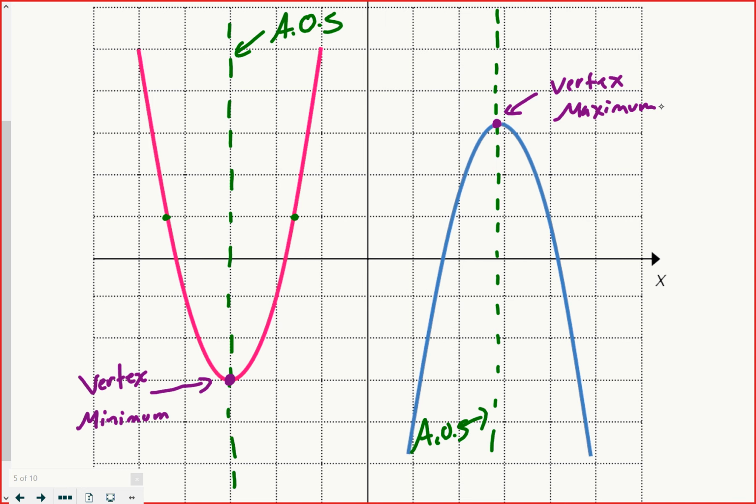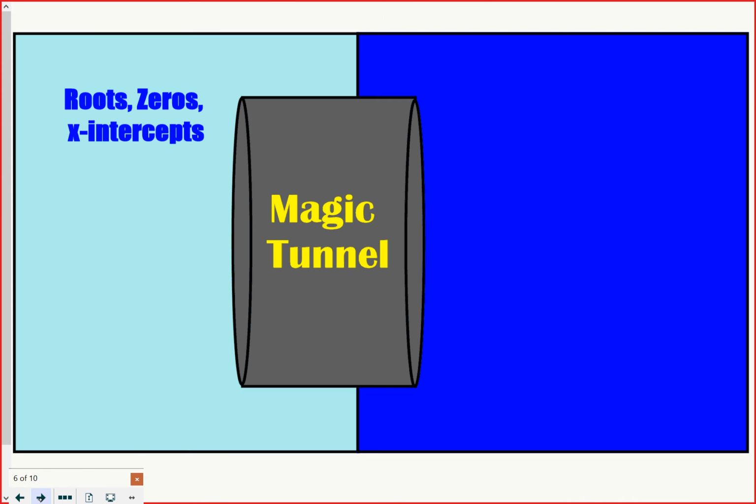Any questions or concerns regarding the axis of symmetry and locating the vertex and the minimum or maximum? Okay, guys, if there's no questions, we're going to keep moving forward.